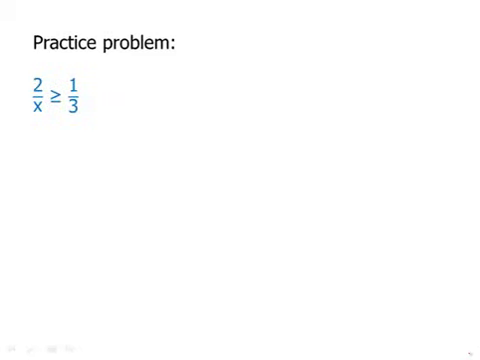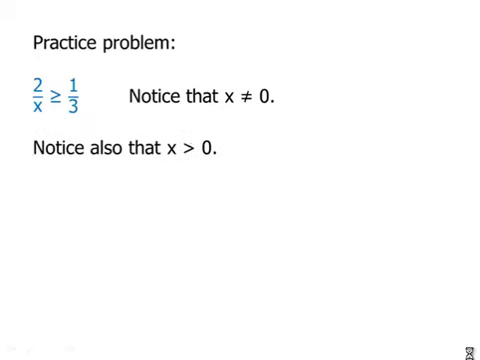Here's another practice problem. Pause the video and then we'll talk about this. Notice, first of all, that x cannot equal 0. If we made x equal 0, then we'd be dividing by 0, and we wouldn't have a sensible expression. Notice also that x has to be positive, because the fraction on the right is a positive number, and so the only way the fraction on the left is going to be greater than it, or equal to it, is if it's also positive. There's no way that it could be negative.